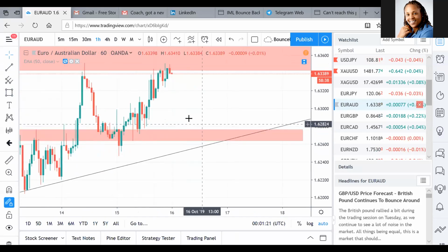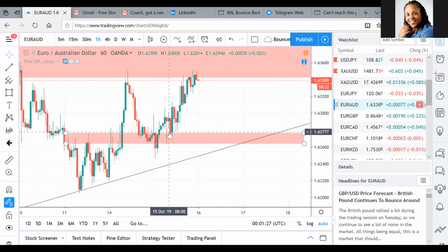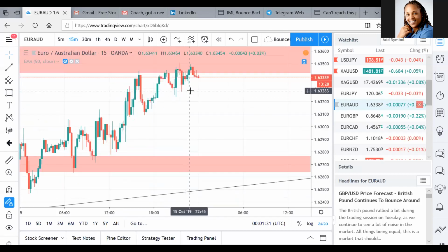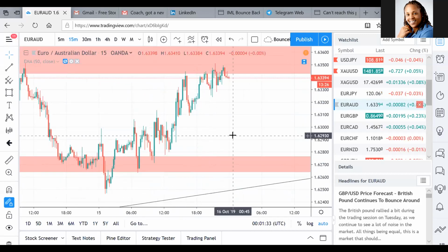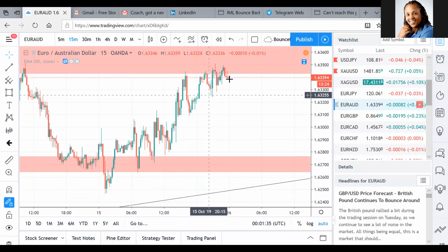And I am going to draw a trend line here as well, because I can clearly see an uptrend here. If you can't see the uptrend, let me help you. You should see the uptrend now: higher highs and higher lows.